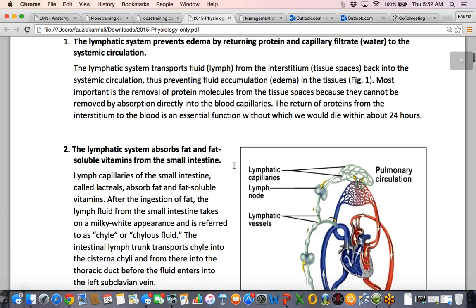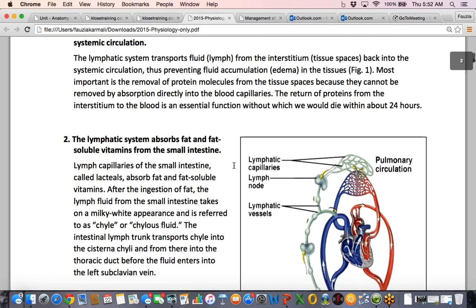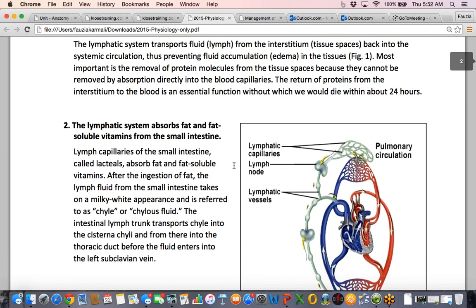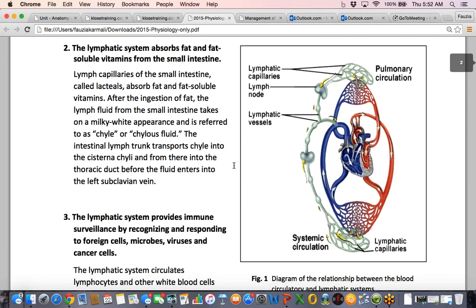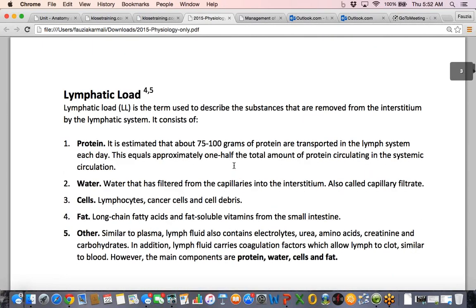We already mentioned this a little bit. We know that the lymphatic system is returning protein and extra water or filtrate from the systemic circulation, and taking it back to the venous circulation. It absorbs fat and fat-soluble vitamins from the small intestine, and it provides immune surveillance by recognizing and responding to foreign cells, viruses, and cancer cells. So, three main functions.